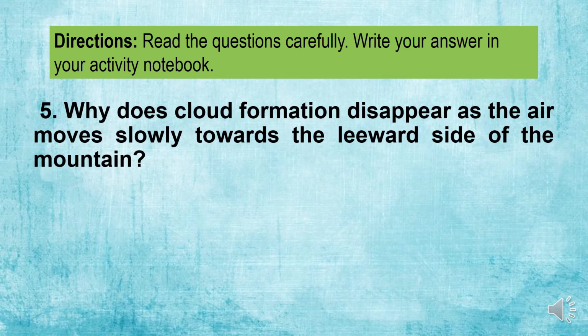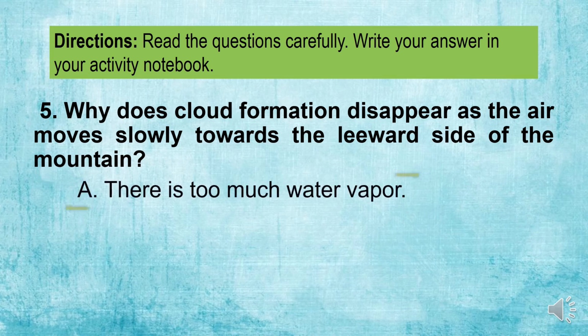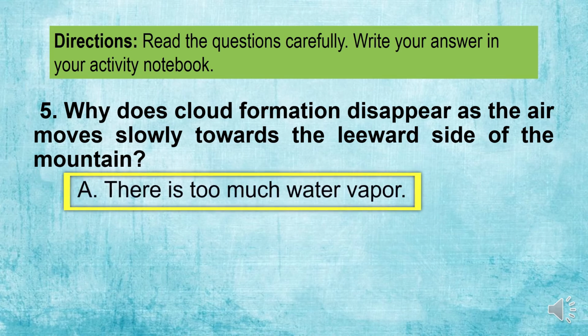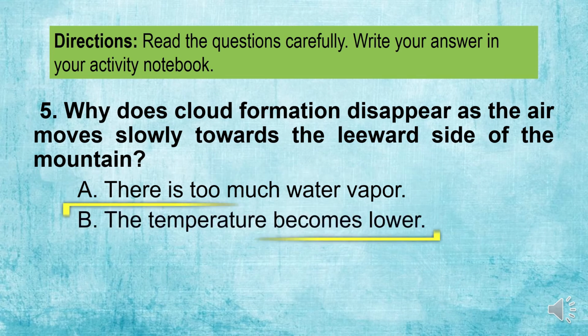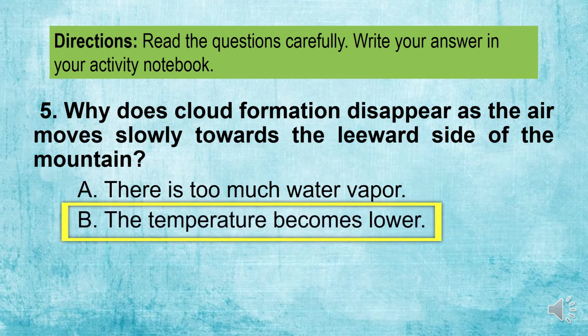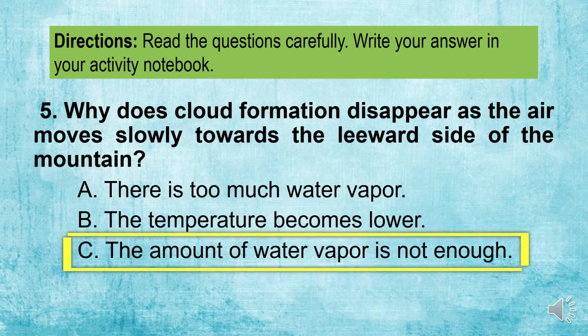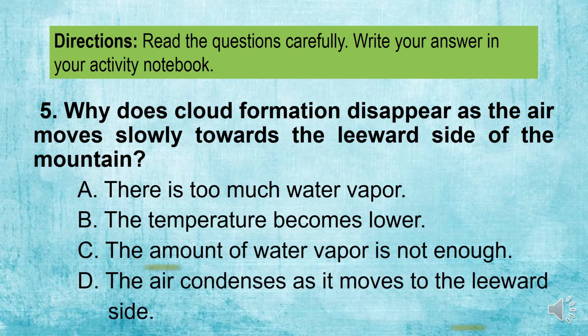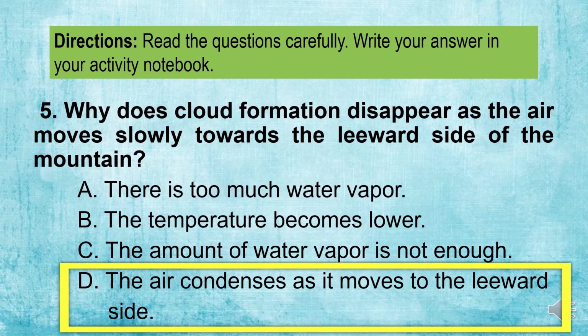5. Why does cloud formation disappear as the air moves slowly towards the leeward side of the mountain? A. There is too much water vapor. B. The temperature becomes lower. C. The amount of water vapor is not enough. D. The air condenses as it moves to the leeward side.